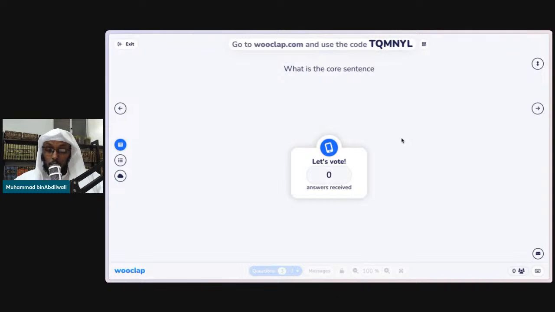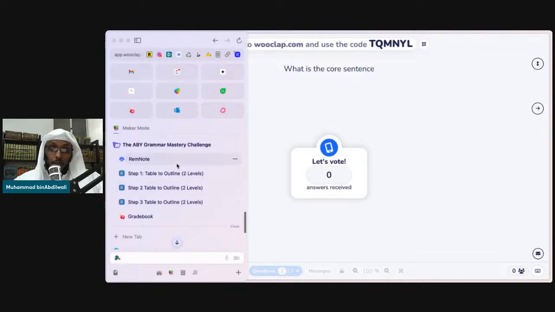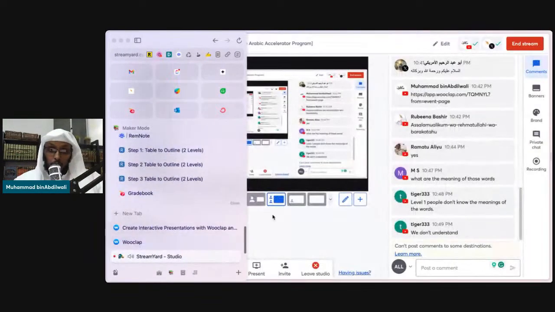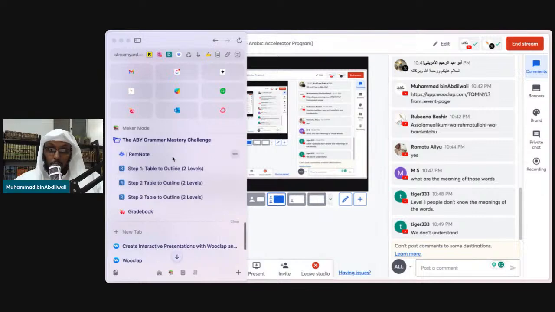رأيت لصا في البيت على شاشة الجوال, or رأيت في البيت لصا على شاشة الجوال. That sentence we just saw, what is the core sentence? You can answer that inshallah while I continue explaining, or just look at my explanation.